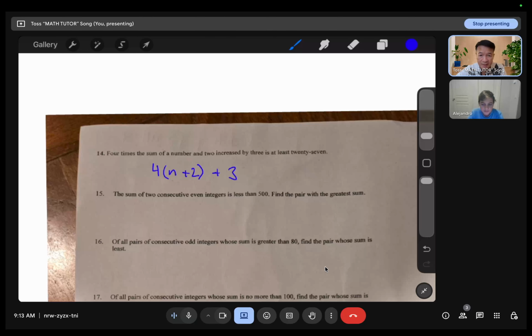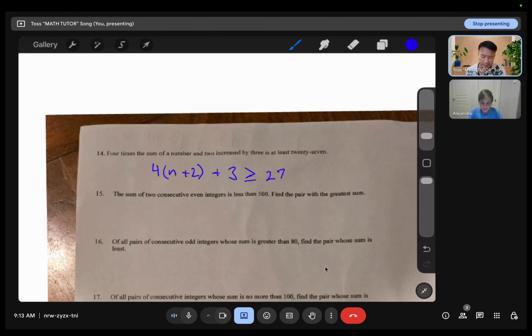Okay, tell me this one again. At least 27. So it would be greater than or equal to? Yes, greater than or equal to 27. Yeah, you got it. We'll come back and solve. I think you're pretty good with this.